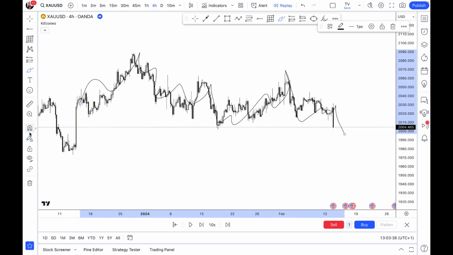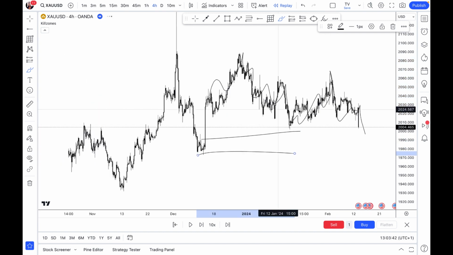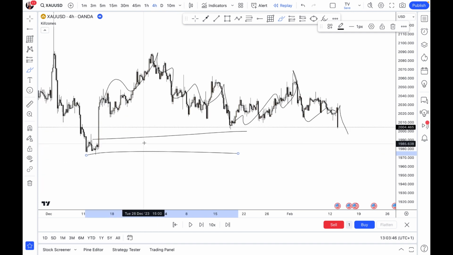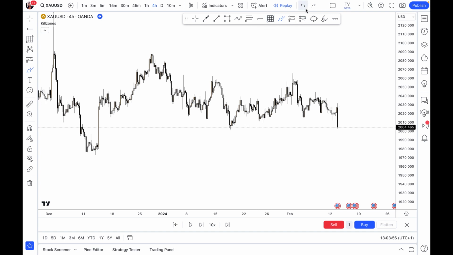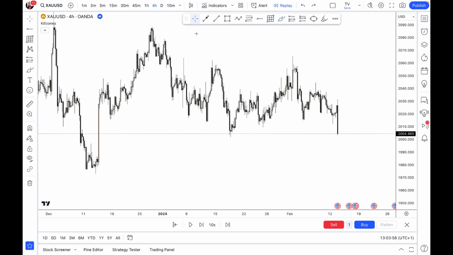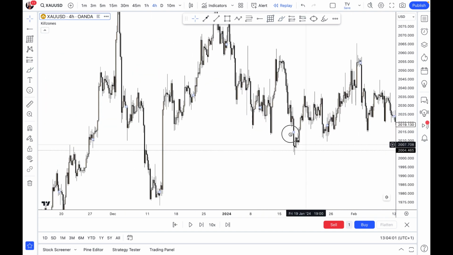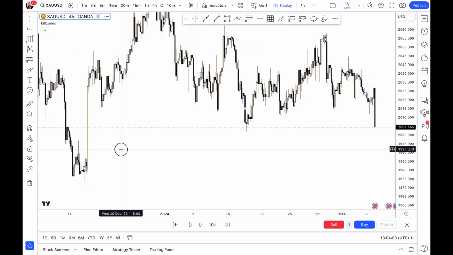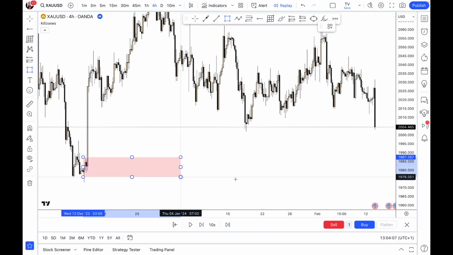And where is price coming to? Market is coming to this demand level right here. Why is it coming to the demand level? It's coming to this demand level because this demand level was the inception of this pull to the upside that broke above that high right there. So knowing that, how do we capitalize on this zone to take a buy trade from there?